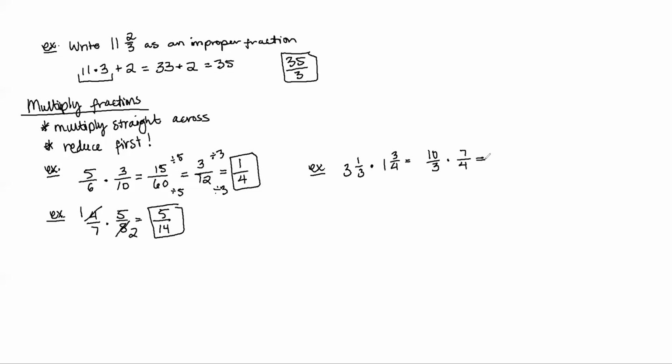And then I'm going to go ahead and reduce first, so we don't have to reduce at the end. So this 10 and this 4 can be reduced by 2. So 4 divided by 2 is 2, 10 divided by 2 is 5. Check the numbers, make sure nothing else can be reduced. So we have 5 times 7 is 35, and 3 times 2 is 6.